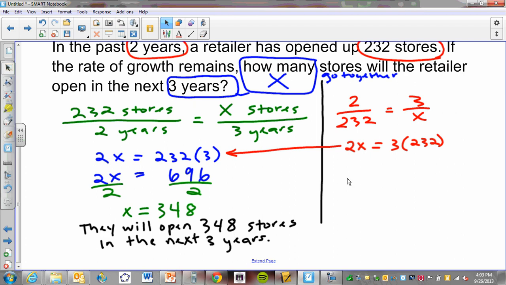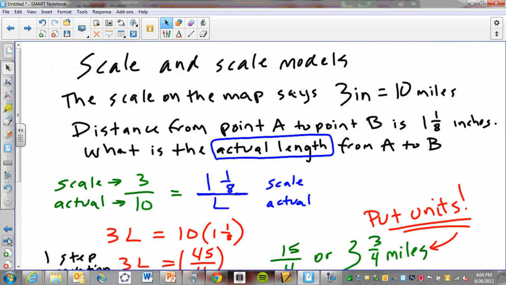Now over here in red, I'm showing you that if we put 2 years and 3 years on top, and 232 stores and x number of stores on the bottom, when you cross multiply, you still get 2 times x and 3 times 232. And then we're back to here, and you're solving. As long as the units on top are the same and the units on bottom are the same, it doesn't matter which way you go.